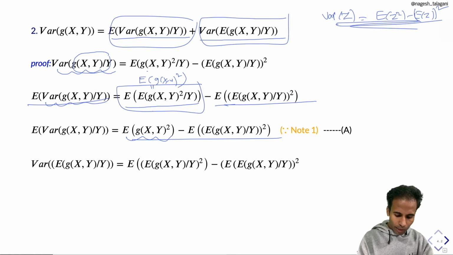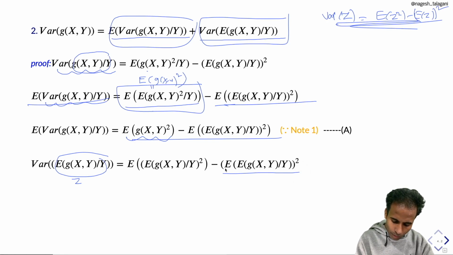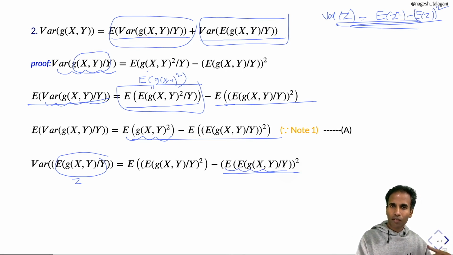Again, following this rule, if you think of this whole thing as some random variable Z, we should write the expectation of Z square minus the expectation of Z whole square. So it should be the expectation of the conditional expectation of g of xy given y, whole square, minus the expectation of the conditional expectation of g of xy given y, whole square. Okay, square for the whole thing. Again, for this inside part, I can apply note 1. This looks like a univariate expectation of the conditional expectation of g of xy given y.